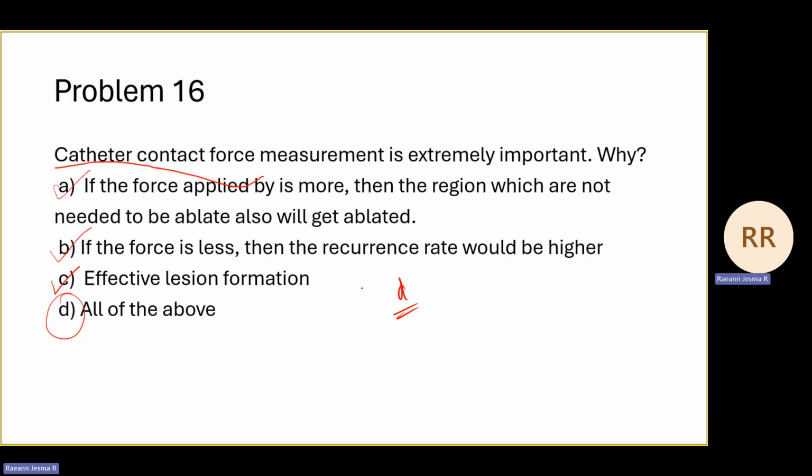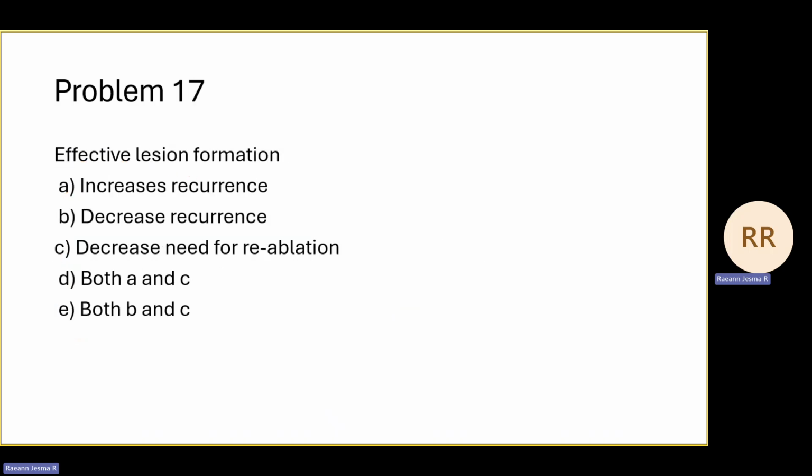So that was problem 16. Next is problem 17. Problem 17 is effective lesion formation. Option A, increases recurrence. Option B, decreases recurrence. Option C, decreases need for reablation. Option D, both A and C. Option E, both B and C. This is again related to the previous question. What is the correct answer?